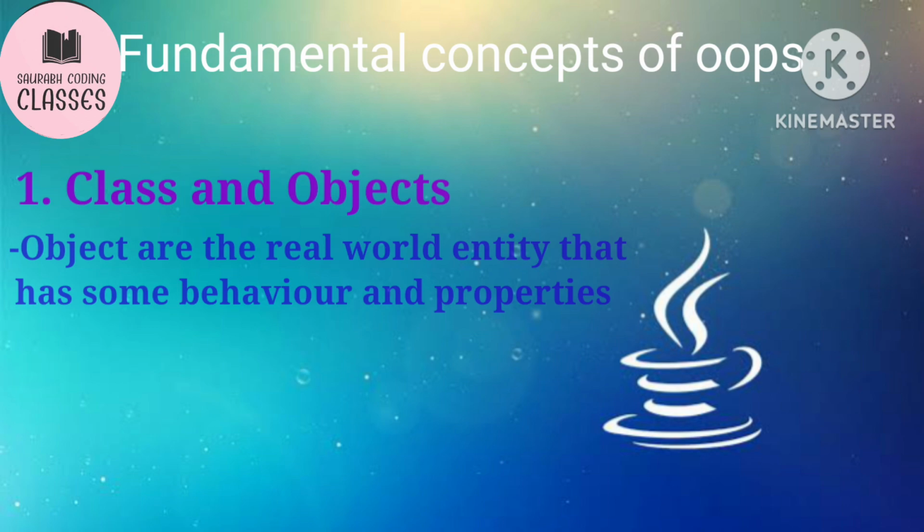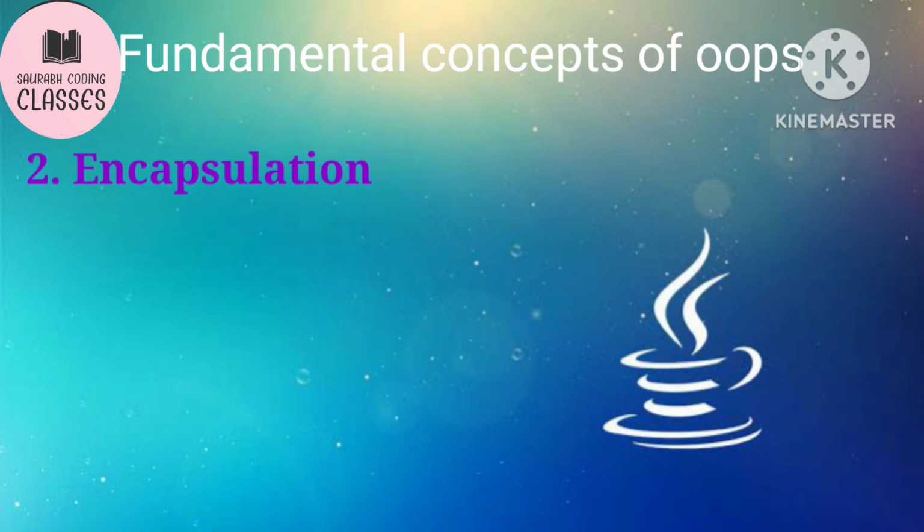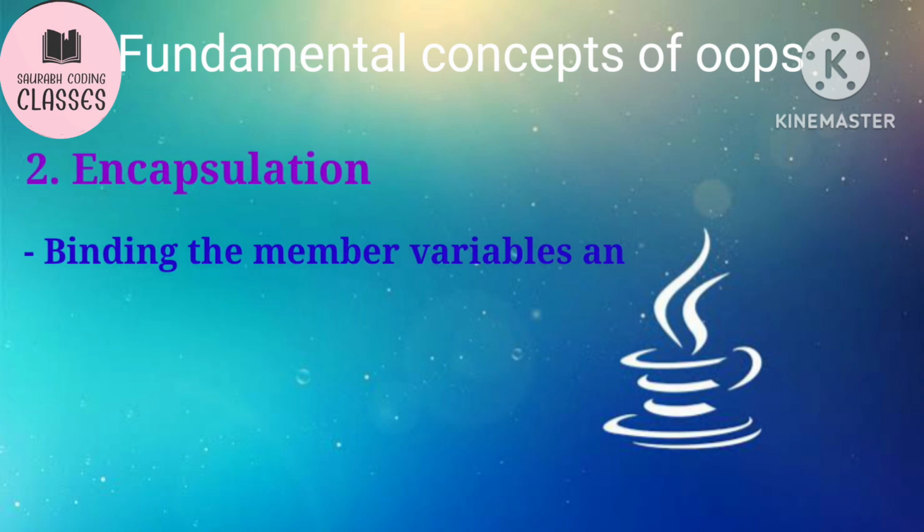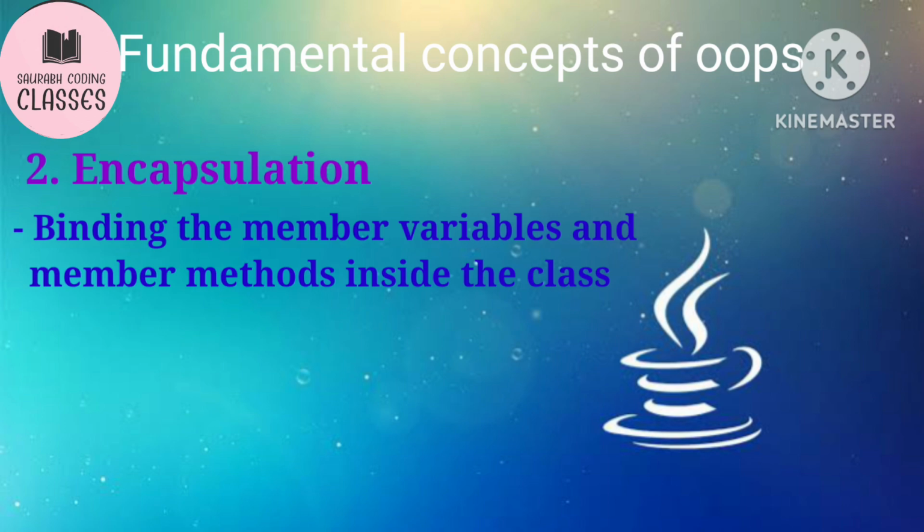And the second one is encapsulation. This is about bundling data. We are bundling the data like variables and methods, all these things are binding in a class. That is called encapsulation, and it helps in data hiding. We are protecting the integrity of the data using encapsulation.